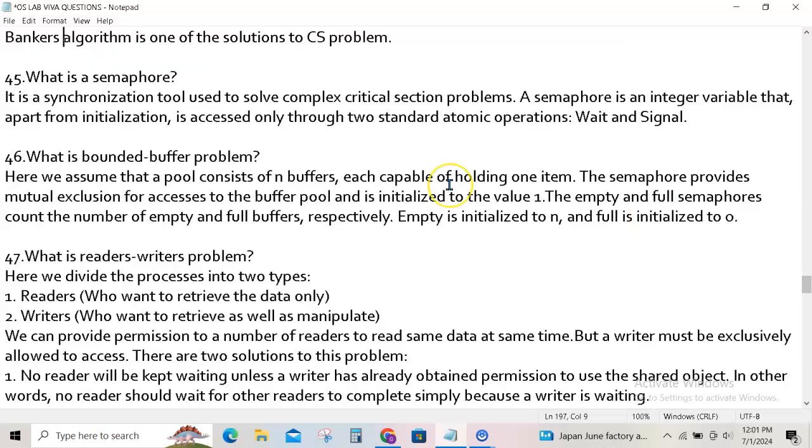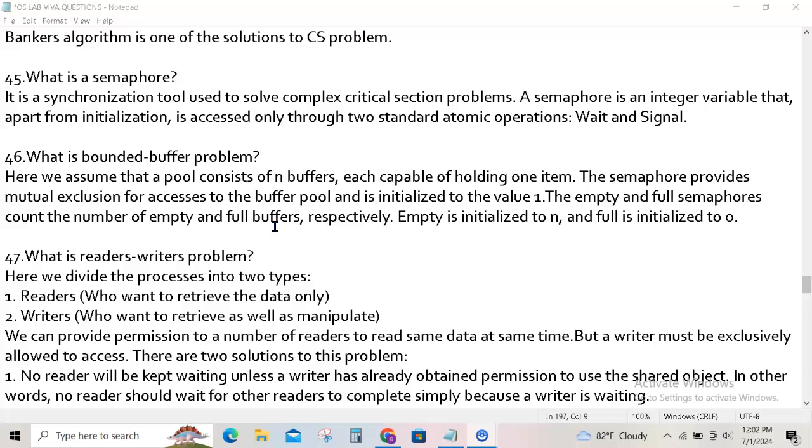Next, what is the bounded buffer problem? In the bounded buffer problem, we assume a pool that consists of n buffers, and each buffer holds one item. So, there are a total of n items. A semaphore provides mutual exclusion while you access this buffer pool. Empty and full semaphores are present that count the number of empty and full buffers.